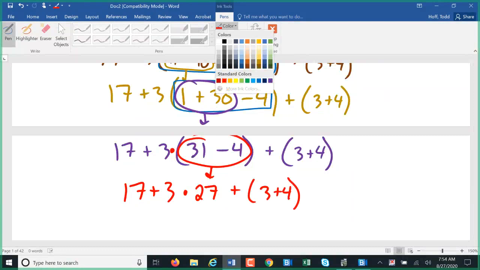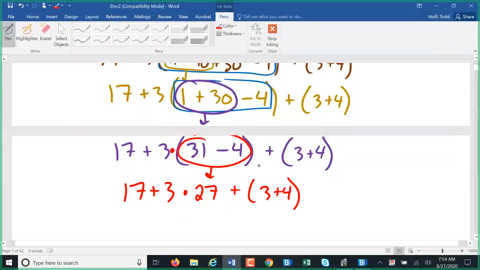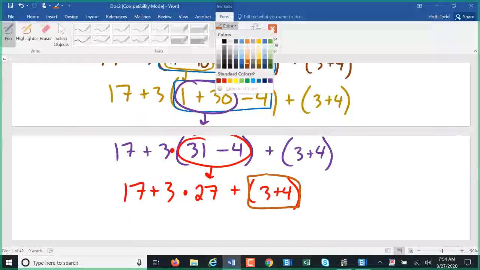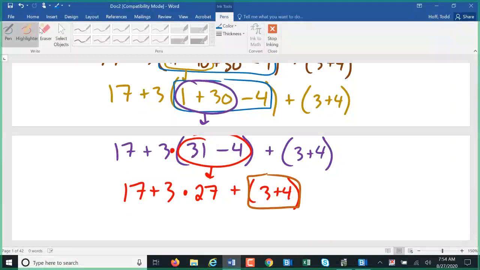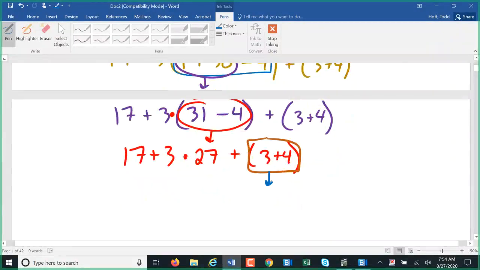Now looking at the problem in general, there is another set of parentheses to work on. That's the 3 plus 4 over here. So I'm going to perform that operation. 3 plus 4 is 7. Again, that parentheses is down to a single number, so I can take it out. When I look, I see that that parentheses is not signifying anything else. It's addition in front of it, so it's not showing multiplication, so I don't have to worry about putting in any additional operations when I remove it.